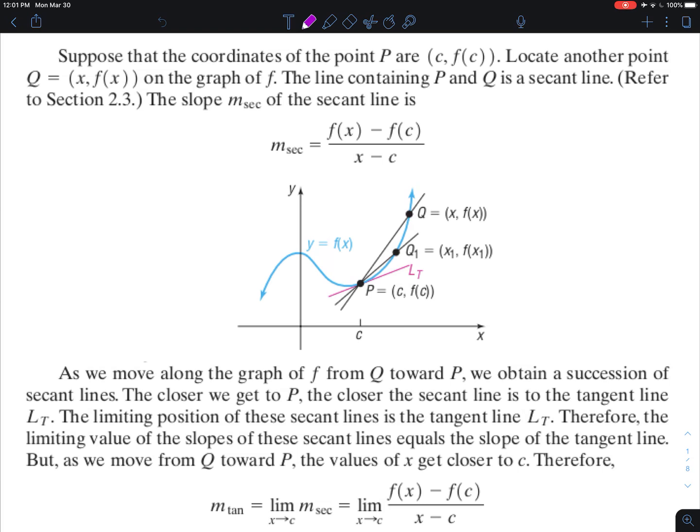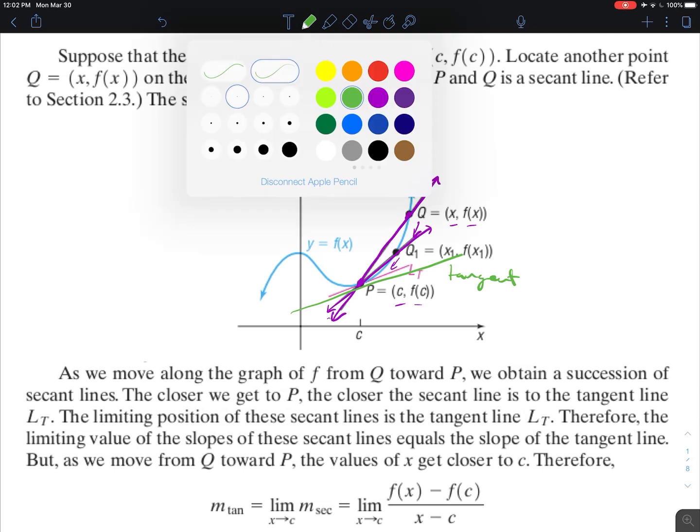So in our example here, we're looking at 2 points P and Q, and the secant line that connects them through the points x, f of x and c, f of c. Now, as this point Q moves to Q1, still a secant line there, and ultimately moves and gets infinitely close to P, it becomes this tangent line. There you can see LT. This is the tangent line versus secant.